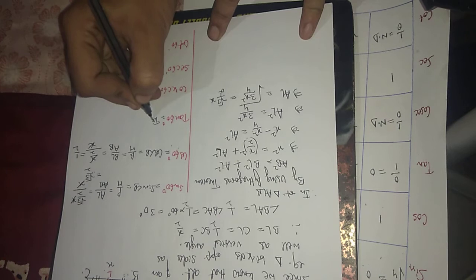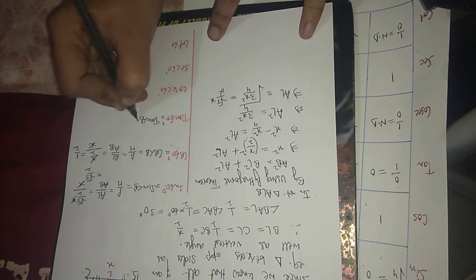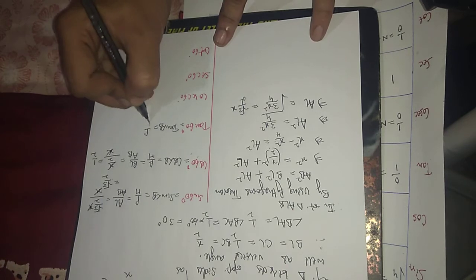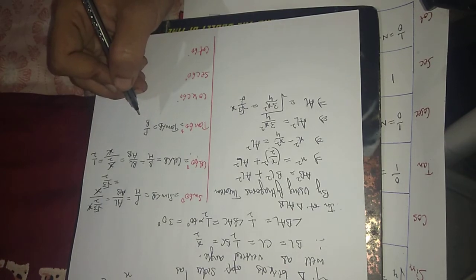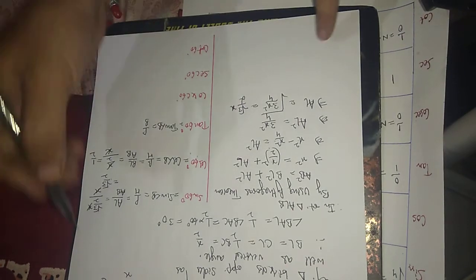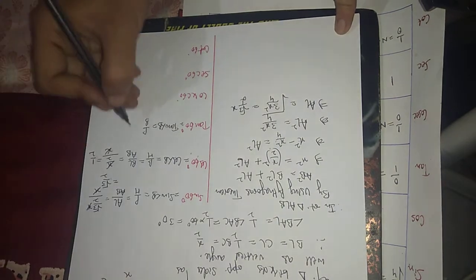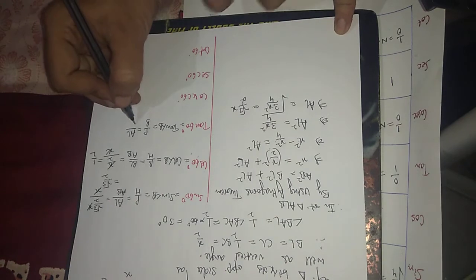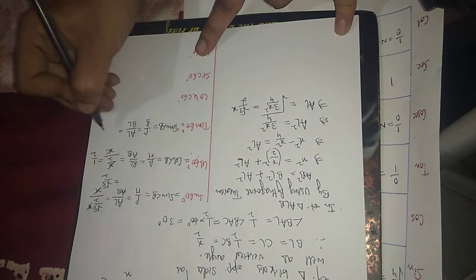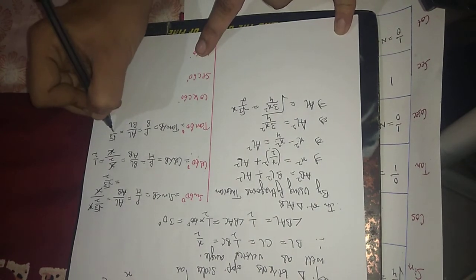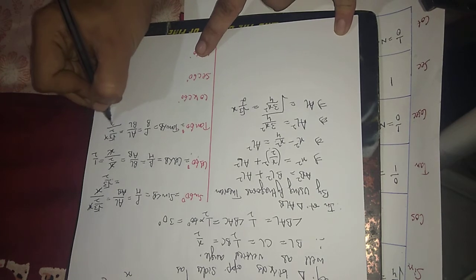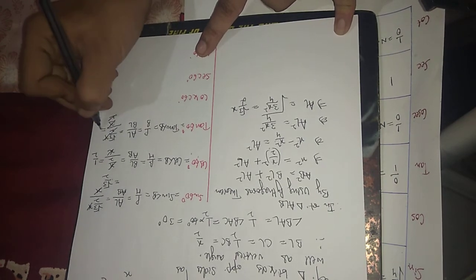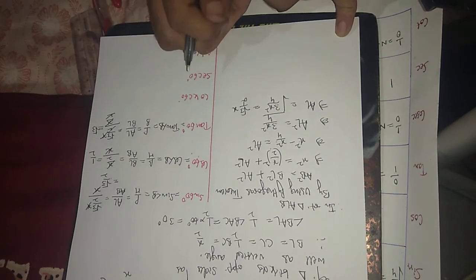As tan of angle B, tan is perpendicular upon base, P upon B. So what is P here? What is perpendicular in the figure? Perpendicular for B is AL, and base is BL, so AL upon BL. That is root 3 upon 2 x upon x upon 2. 2 cancelled out, x cancelled out, so we are left with only root 3.